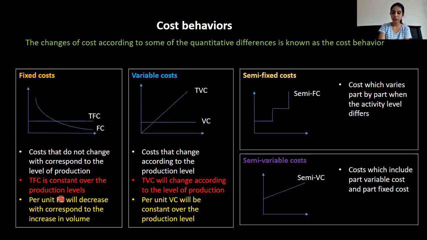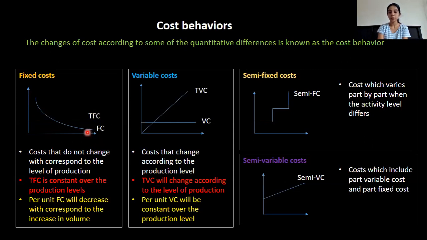And per unit fixed cost will decrease with the increase in volume. What is the formula to calculate the per unit fixed cost? Total fixed cost divided by the quantity. The numerator, total fixed cost, we assume to be a constant, whereas the denominator is the quantity. When we increase the denominator, whereas the numerator is a fixed amount, what will happen to the answer? The answer will automatically decrease. That is why you can see this fixed cost curve gradually decreasing. This is the per unit fixed cost, which gradually decreases with respect to the increase in volume of output.